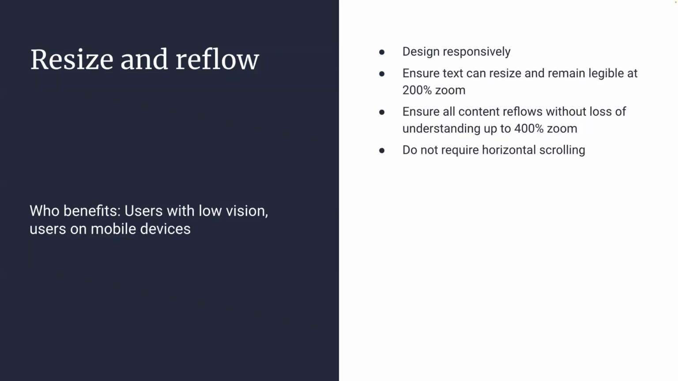Test your content at different zoom levels. When you zoom in, does the text adjust and remain legible up to 200% zoom? Does all the content reflow without any loss of information up to 400% zoom? Does all the content remain on the screen without requiring horizontal scrolling?